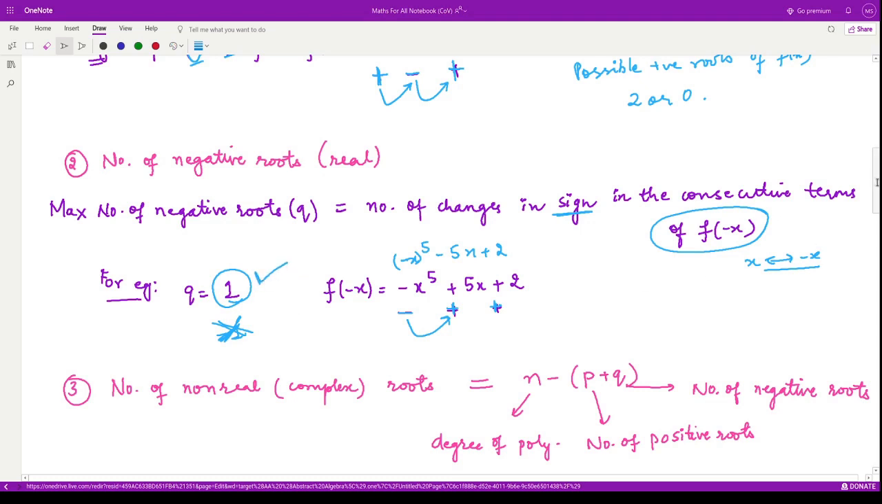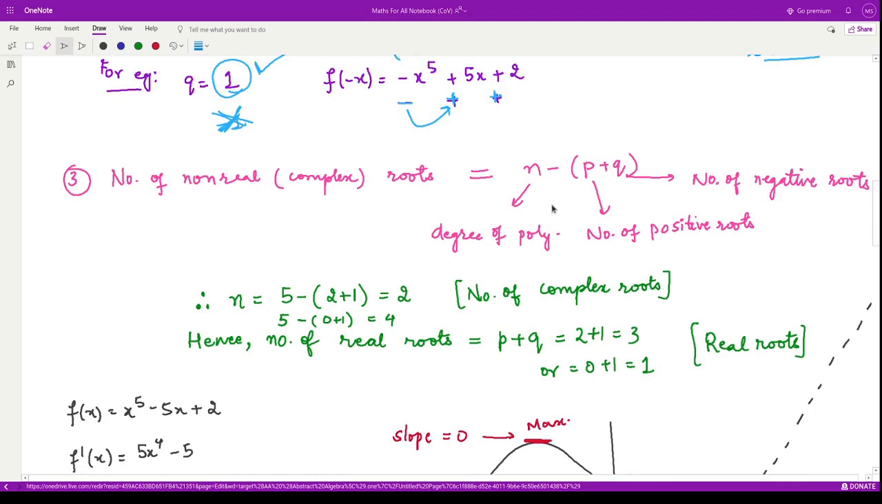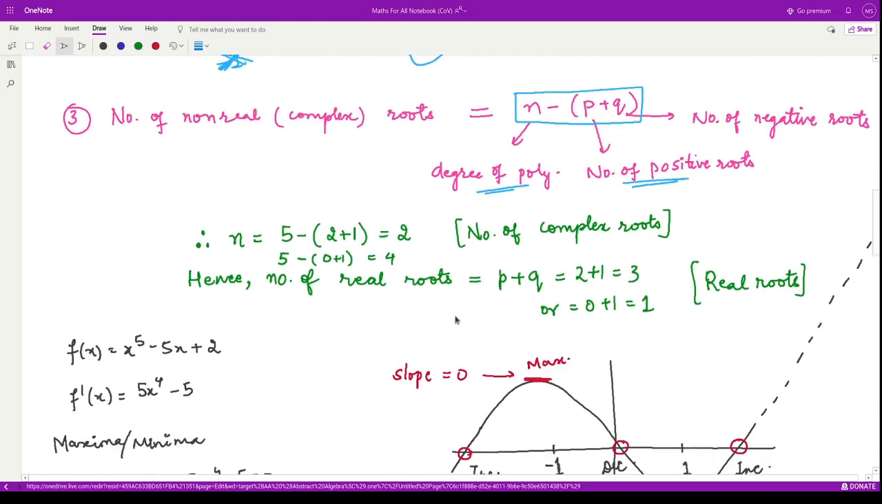Now we are to calculate the number of non-real complex roots. The formula to calculate this is n minus (p plus q), where n is the degree of the polynomial, p is the number of positive roots, and q is the number of negative roots. Because we have the value of p as either 2 or 0, the number of real roots is either 3 or 1.